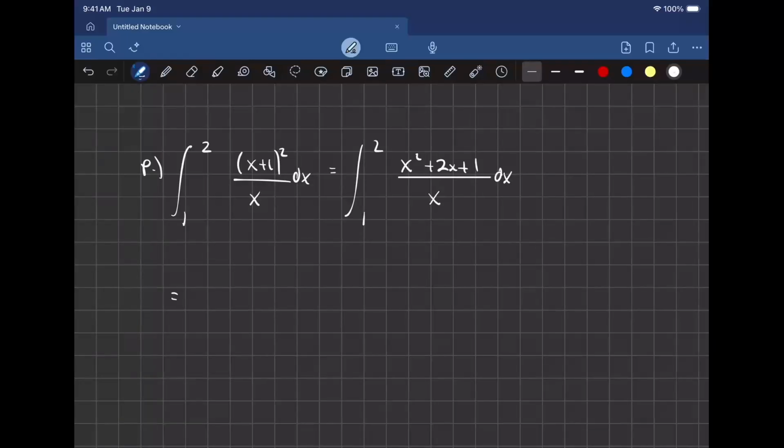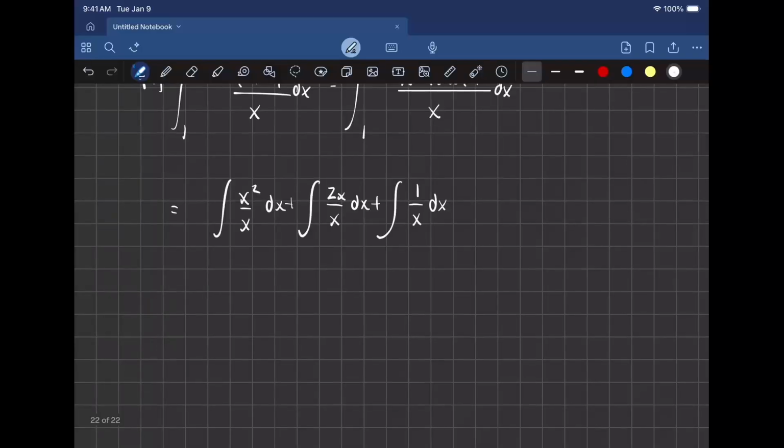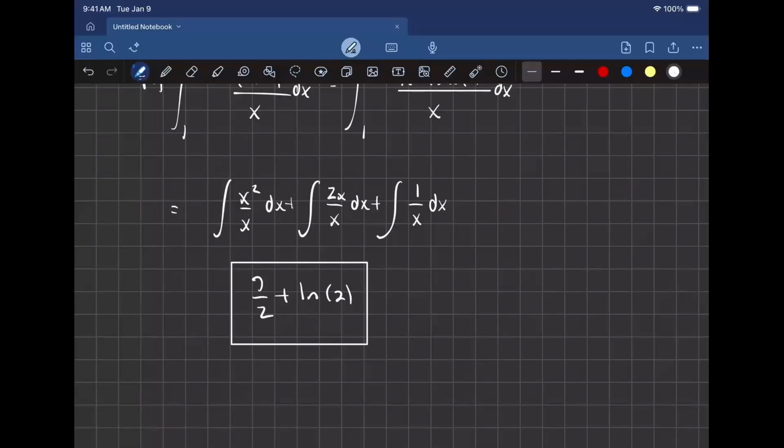So we'd have the integral of x squared over x dx plus the integral of 2x over x dx plus the integral of 1 over x dx. And we just end up with 7/2 plus natural log of 2 when we plug everything into the end. This, of course, becomes x, this becomes 2x, and then this becomes natural logarithm.